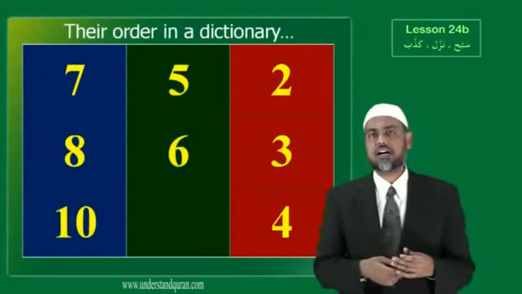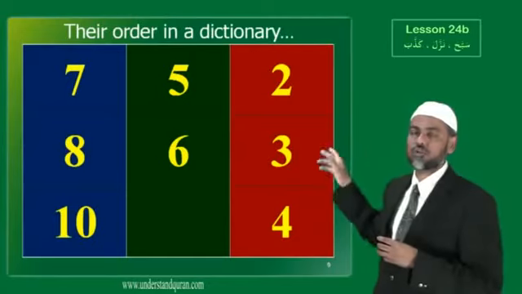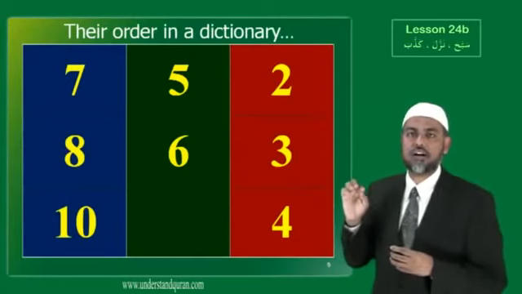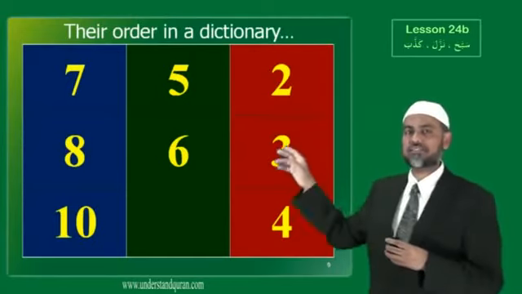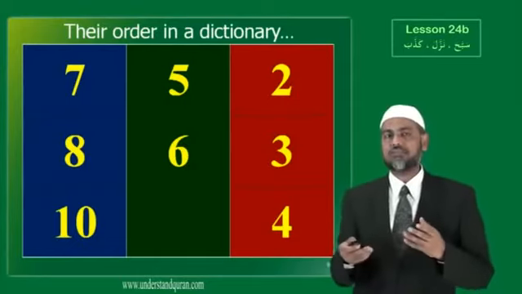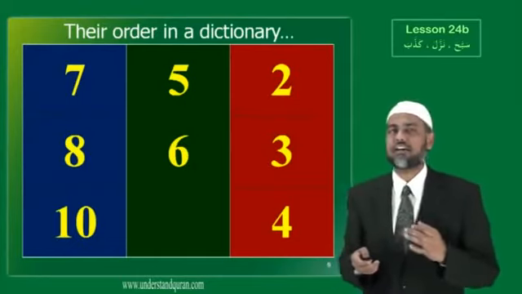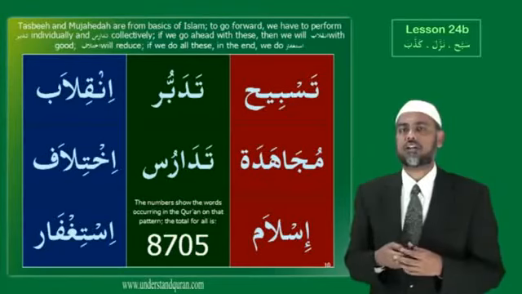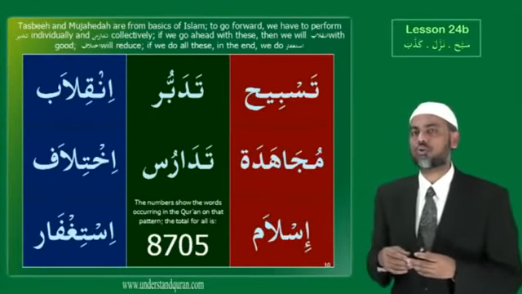In the dictionary they are numbered starting from 2 because 1 is given for fa'ala. So 2, 3, 4, 5, 6, 7, 8 and 10. 9th form if'alla is very rarely used in the Quran. So we are not covering it in this course.